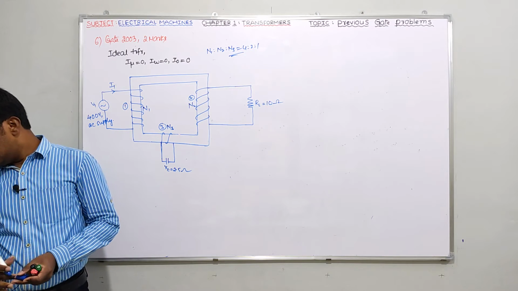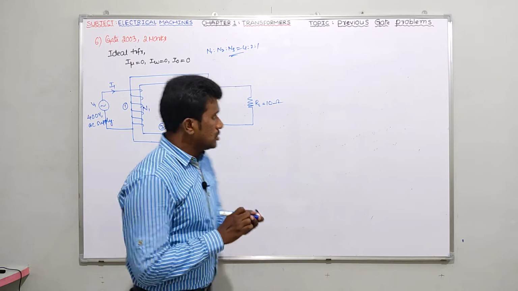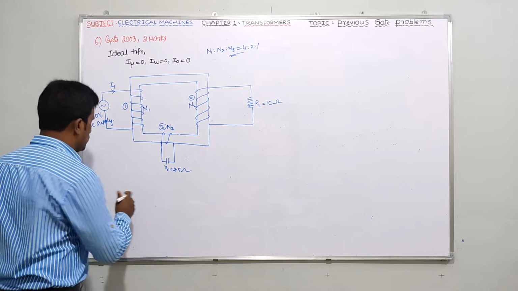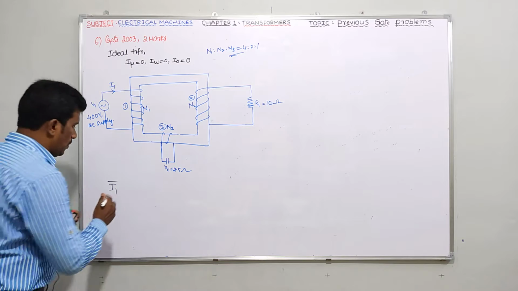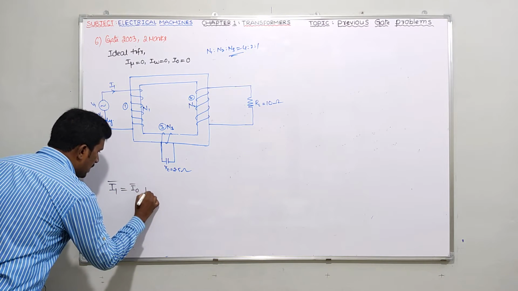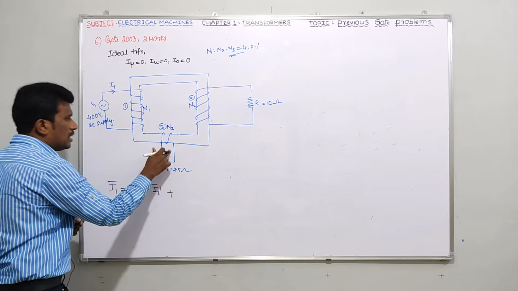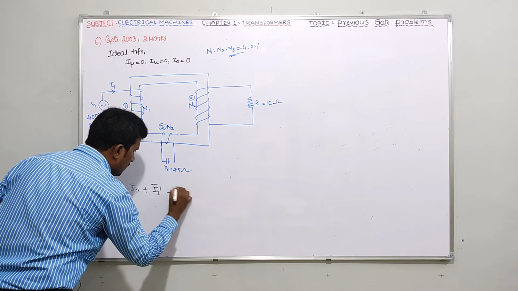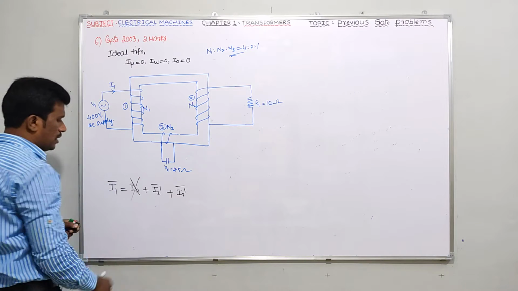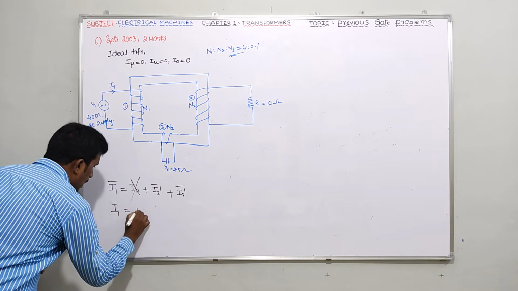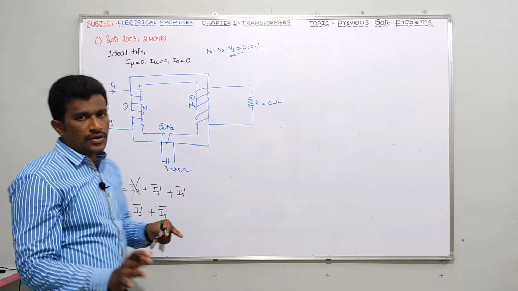Now what is he asking to find? The supply current phasor I1 is given by. So you have to find the supply current phasor I1. Before that, the formula is I1 bar equals I0 bar plus secondary current referred to primary, I2 dash bar, plus tertiary winding current referred to primary, I3 dash bar. Since it's an ideal transformer, I can neglect the I0 value. So I1 bar equals I2 dash bar plus I3 dash bar. That's it. The thing is, you have to find I2 dash and I3 dash.